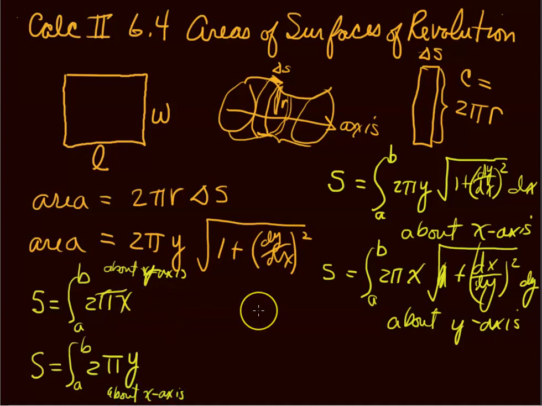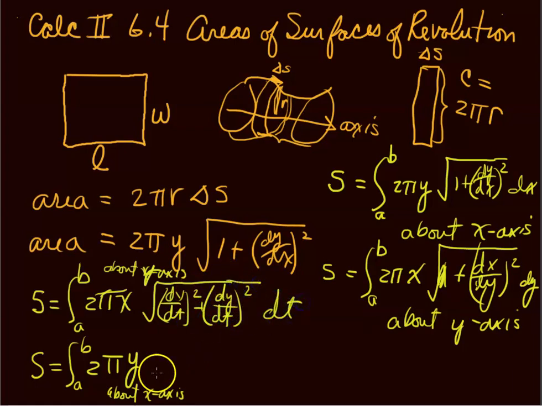So it still goes sort of with this. Revolving about the x, you need the y. Revolving about the y, you need the x. But it's that length that now changes. This is really x in terms of t, and this is y in terms of t. But this is the dx dt squared plus dy dt squared dt. Both of these are the same.